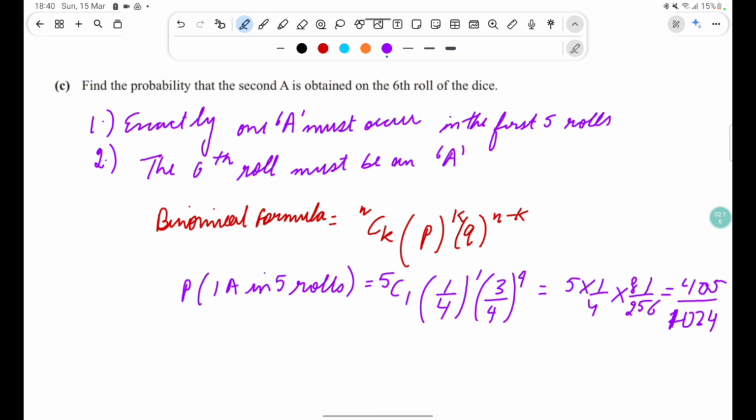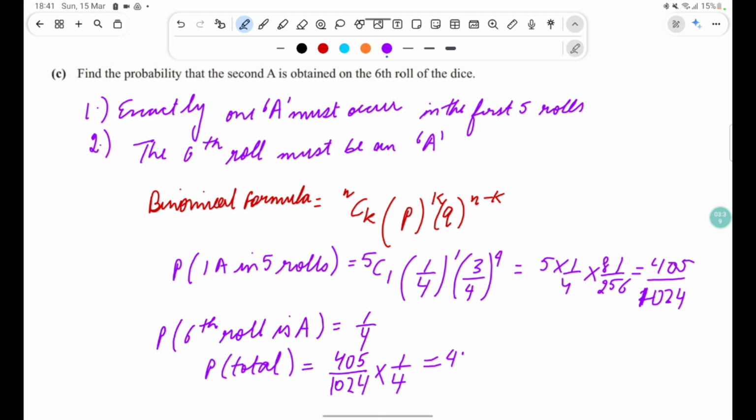Now the next case is that the 6th roll must be an A. So the probability that the 6th roll is A is 1 over 4. Now the probability of both the cases will be 405 upon 1024 times 1 by 4, which is nothing but 405 upon 4096. If we approximately calculate it, it will be 0.0989. This will be our final answer.